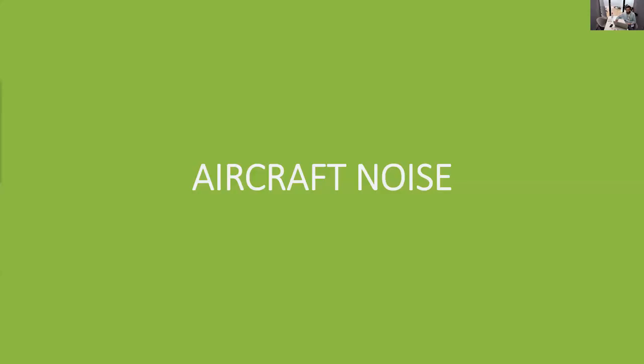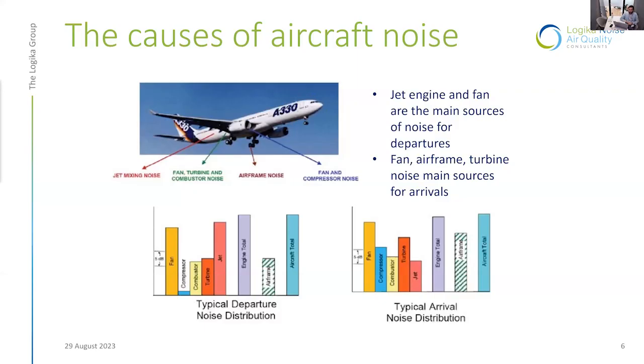So let's start with a brief overview of what aircraft noise is. The causes of aircraft noise can be the engine, the jet engines, and the fans, and these are the main sources during the departure procedures of an aircraft. We also have airframe noise, which is the noise generated from the contact between the air and the airframe of the aircraft during landing operations. This is typical noise, together with fan and turbines, when an aircraft arrives at an airport.